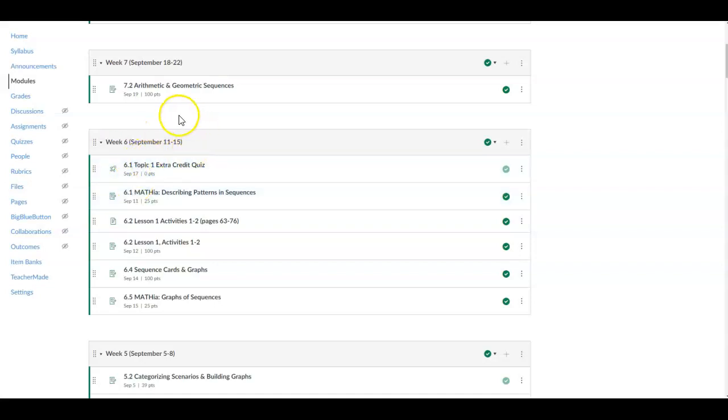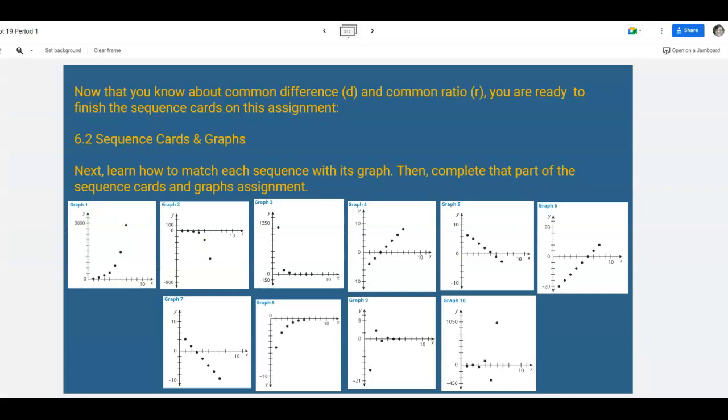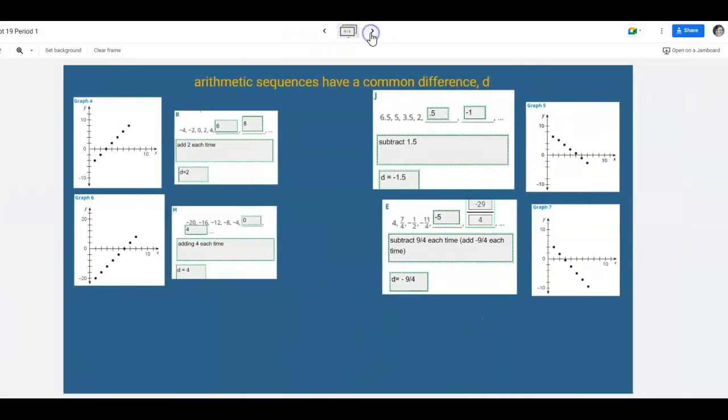In week 6, you had an assignment called 6.4 Sequence Cards and Graphs. We did this assignment on a Jamboard in class, and we went through the process of looking at the graphs and looking at the sequences, like these 4 in the middle, the sequence cards, and we looked at the graph cards and we matched the sequences to the graphs.